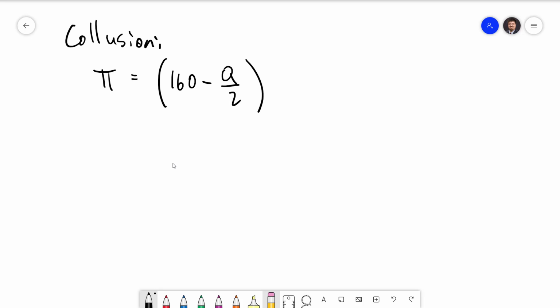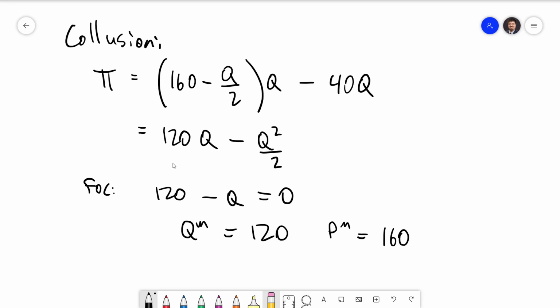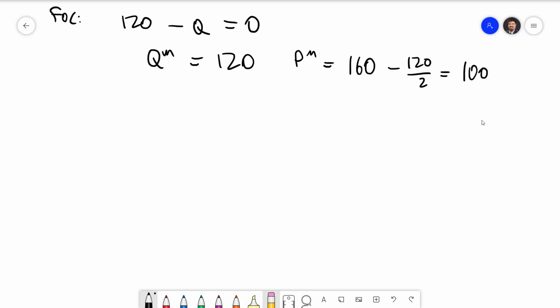So we have total revenue, price times quantity, price given by our inverse demand function, minus total cost of 40Q. I'll do a little bit of cleaning up here and combining terms to get 120Q minus Q squared over 2. To maximize profit, we take the first order condition, which is the first derivative, set equal to 0. So we get 120 minus Q equals 0, which gives us a monopoly quantity of 120. The monopoly price we get by plugging 120 into our inverse demand function, so we get 160 minus 120 over 2, which is 100.